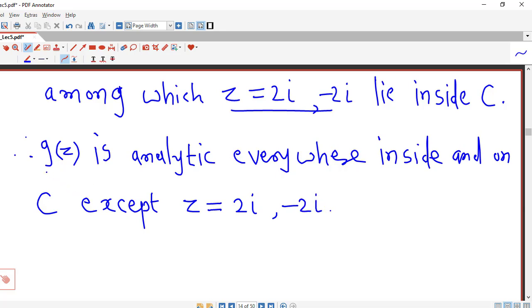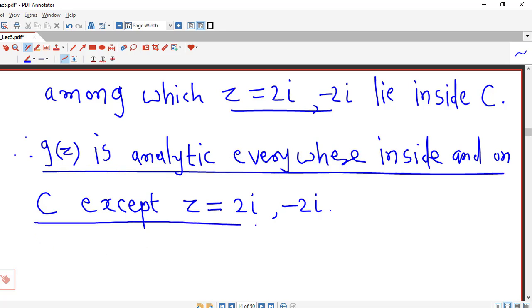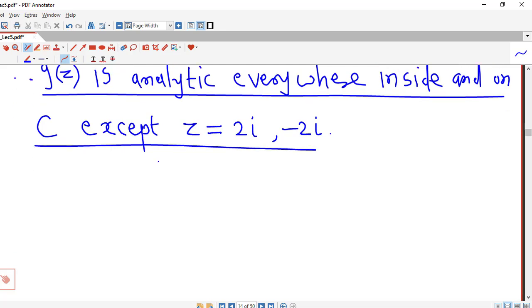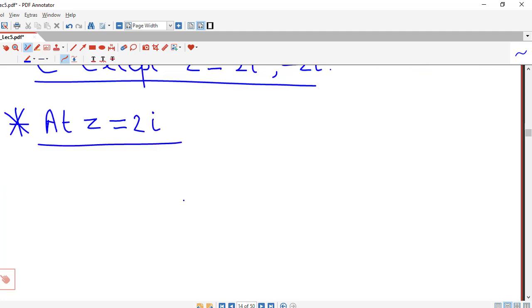So therefore hypothesis of Cauchy's residue theorem is satisfied. So we can apply Cauchy's residue theorem to evaluate integral of g of z along given curve C. So for that we have to decide residues of g of z at z equal to 2i and z equal to minus 2i. So now we calculate residues of g of z at these 2 points one by one. So first we calculate residue at z equal to 2i.